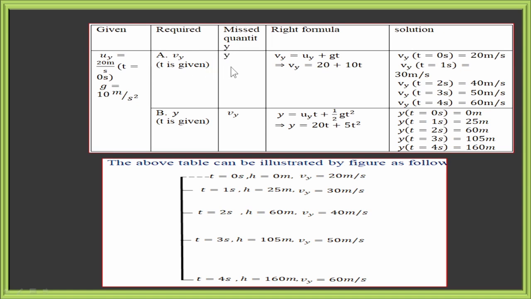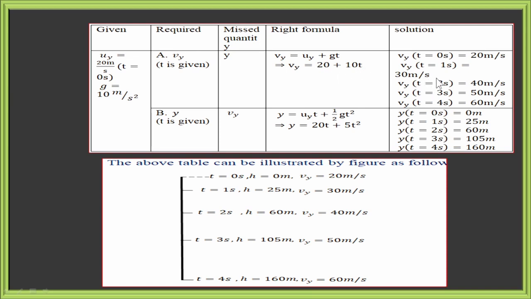If y is missed for downward throw, the formula we choose is Vy equals ui plus gt. Look, y is missing in this equation. Ui is 20, g is 10, so Vy is 20 plus 10t. Look, Vy at t equal to 0 seconds is 20 plus 10 times 0, which is 20. For 1 second, 20 plus 10 times 1, the sum is 30.